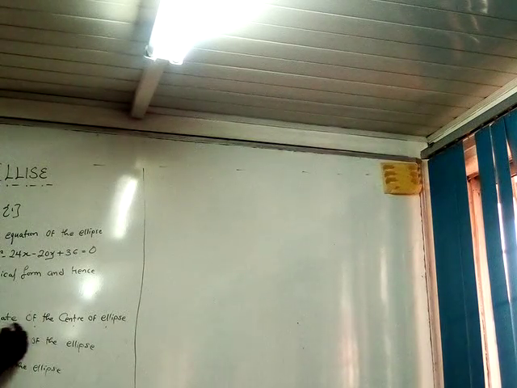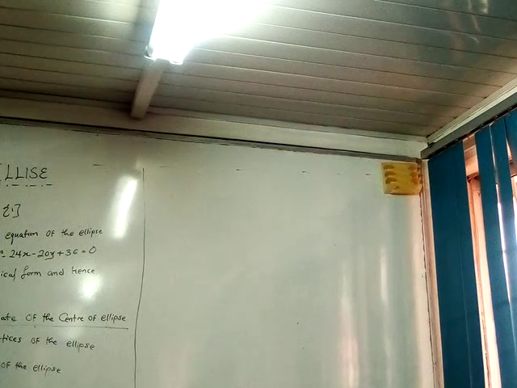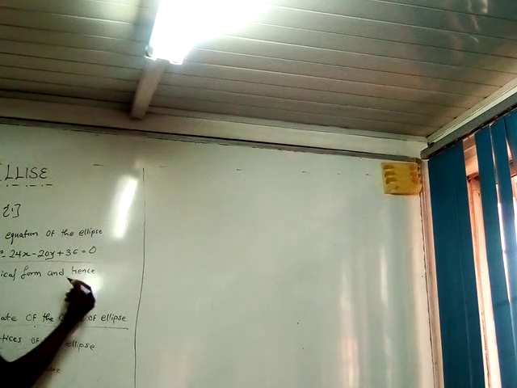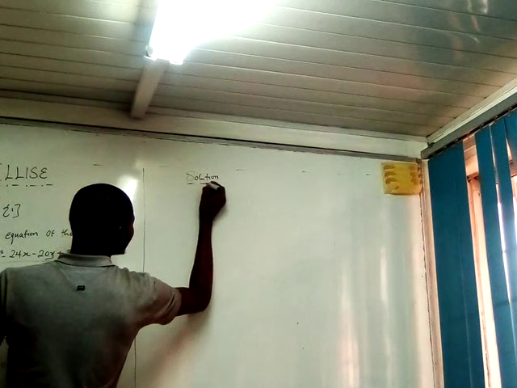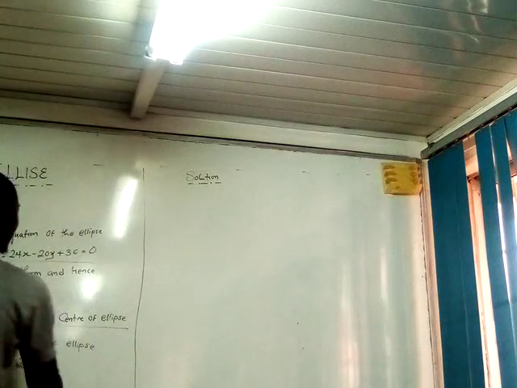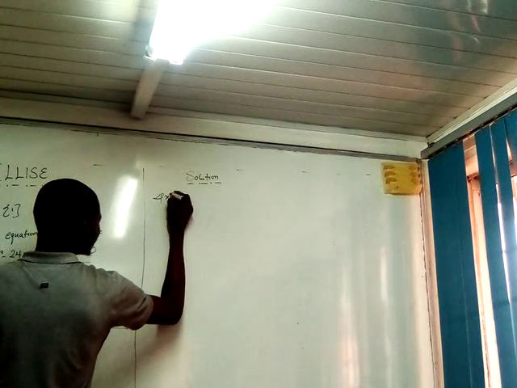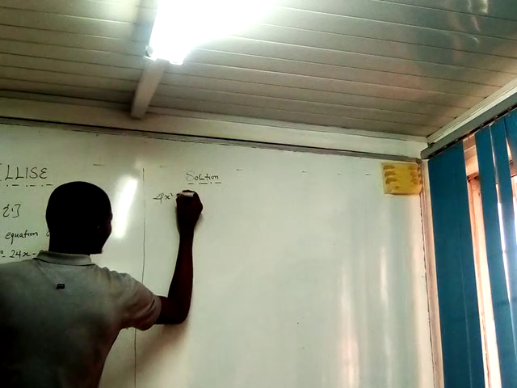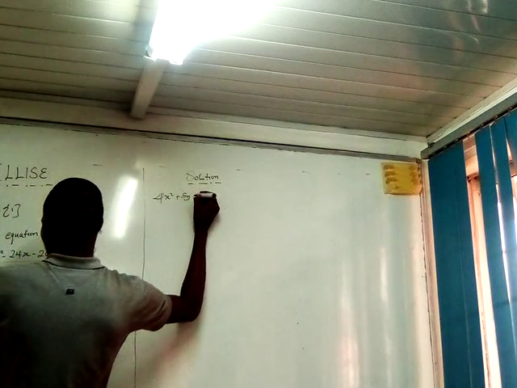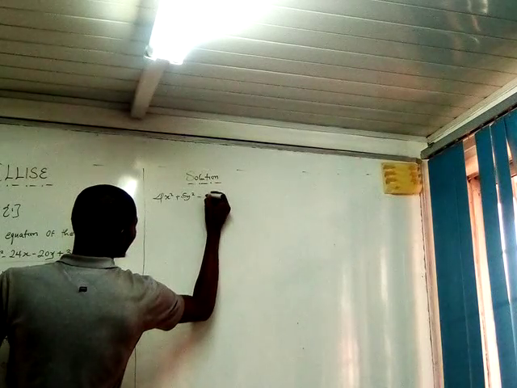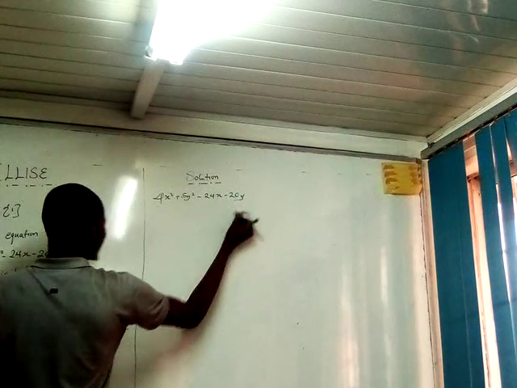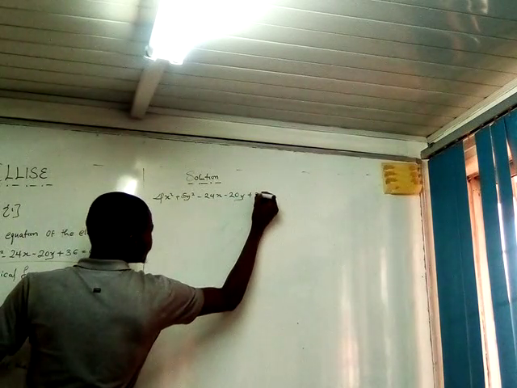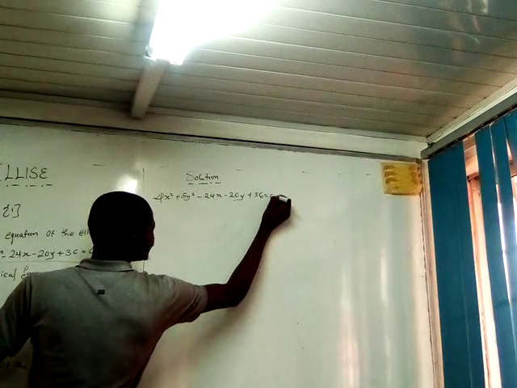So Roman figure 1: find the coordinate of the center of the ellipse. So this is the question. The question says solution. We have 4x squared plus 5y squared minus 24x minus 20y plus 36 equals 0.